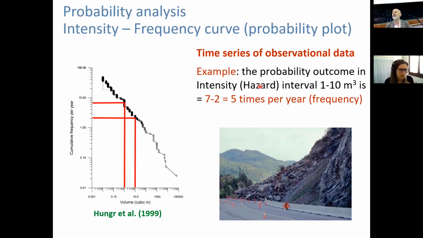So for example, you see on the right, there is an example. If you want to know the probability outcome of the intensity of the rockfall in the interval between 1 and 10 cubic meters, so 1 is here on the x-axis and 10 is here on the x-axis, you derive the probability of these two examples. It is between 7 and 2. So we have a 5 times per year frequency of events between 1 and 10 cubic meters of rock.